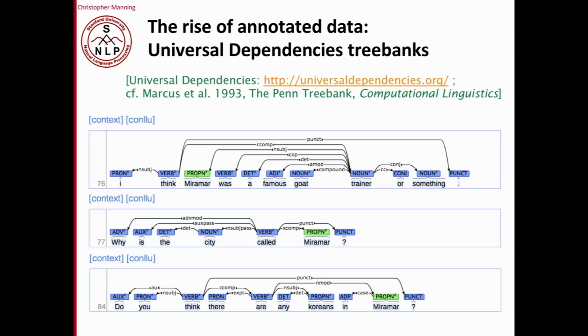structure over sentences. And so here are some examples I'm showing you from universal dependencies, where here are some English sentences. I think Miramar was a famous goat trainer or something, and some human being has sat and put a dependency structure over this sentence and all the rest.